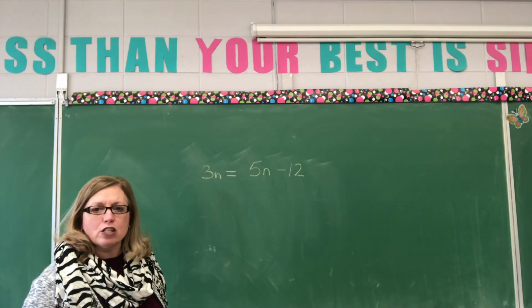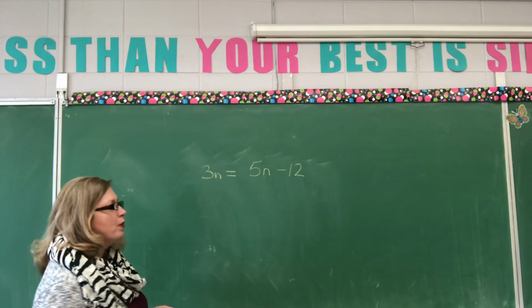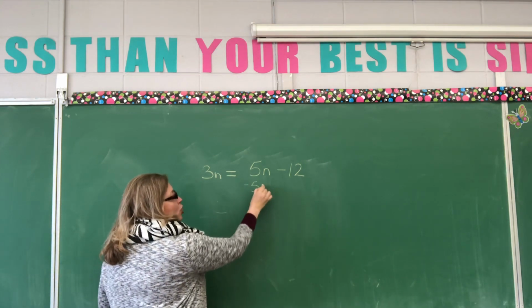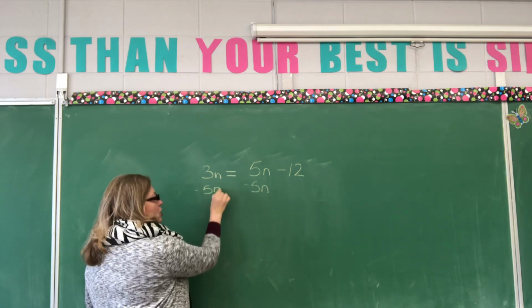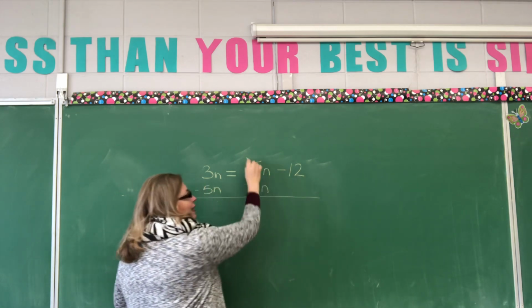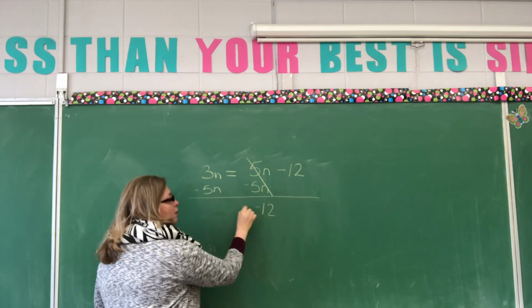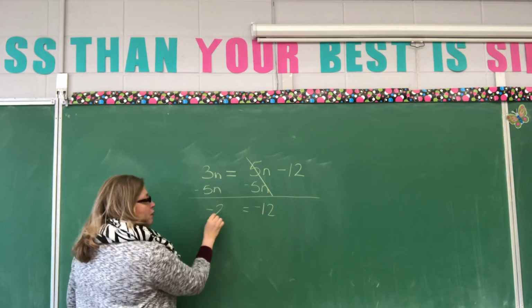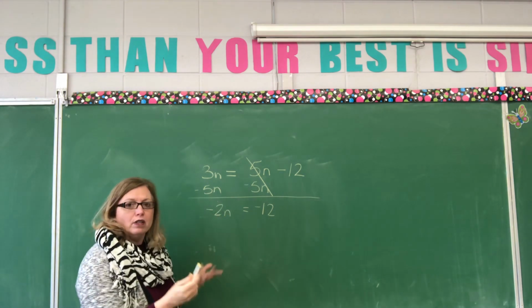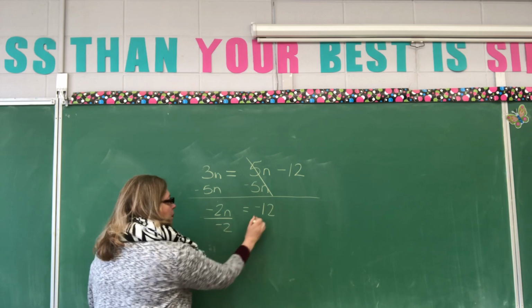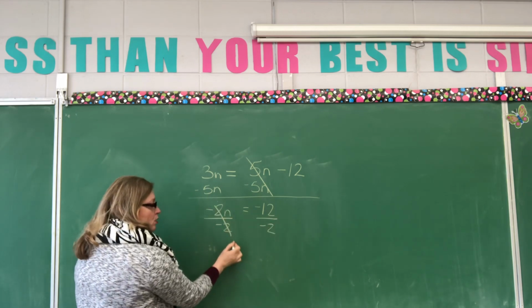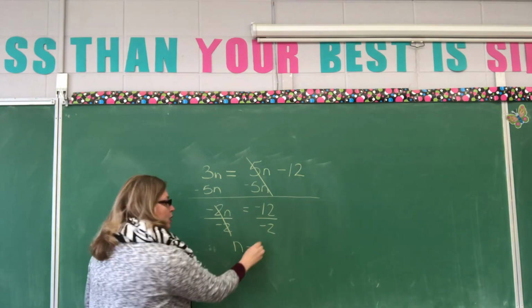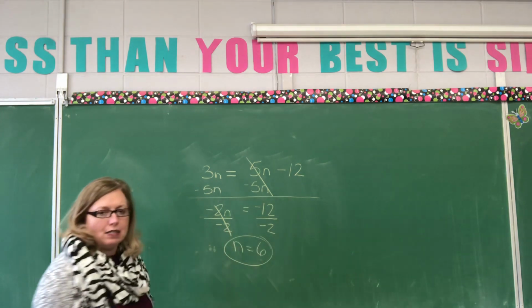Now, they want us to solve it. How do I solve that? Well, I'm going to bring the 5n over here. I'm going to do that by subtracting 5n from each side. When I do that, this equals giving us a minus 12. Over here, I have 3n minus 5n, so I have a negative 2n. What am I going to do? Divide by negative 2. This cancels, leaving n. Negative 12 divided by negative 2 equals a positive 6.